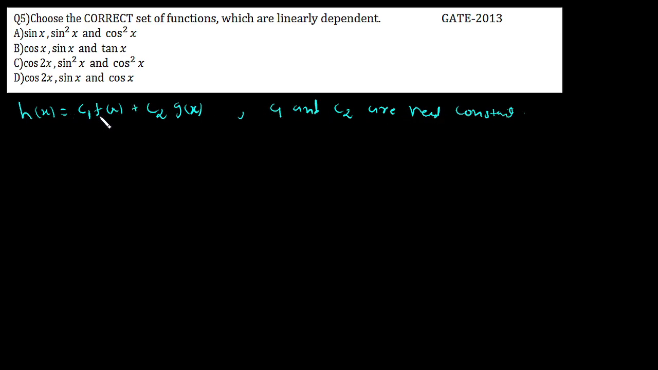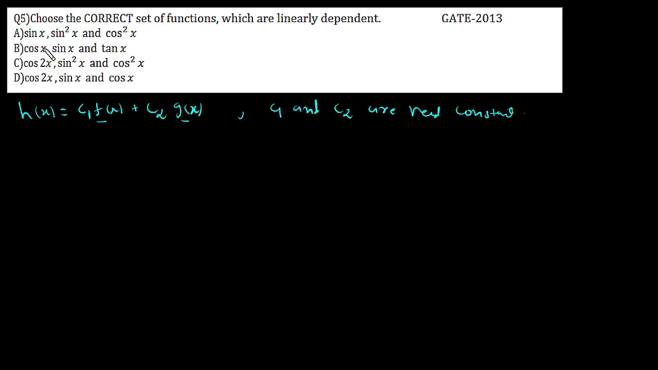Now you can see these two functions f of x and g of x, if they are added in some particular manner after multiplying by constants, then I am getting the third function. So I can say this third function h of x is a linear combination of these two functions, so h of x is linearly dependent on them. If I have these two functions, then I automatically get this third one. Here h of x is simply a particular combination of f of x and g of x, so I can say these functions are linearly dependent.